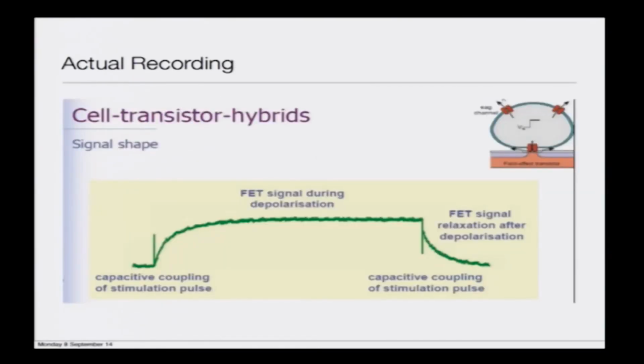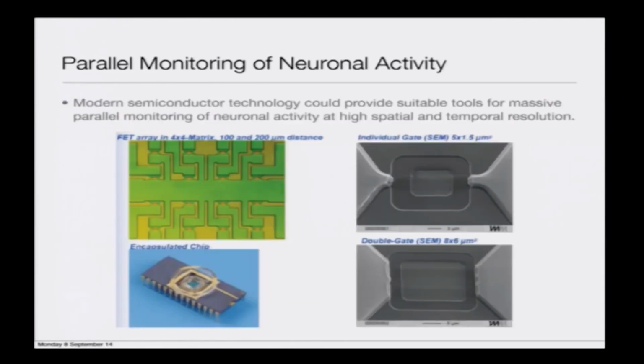And if you see, this is how the transient goes when the FET signal during the depolarization followed by the relaxation. This is what we call cell transistor hybrids. So, I was telling you that in one of the last slides I will show you how the chip looks like, the encapsulated chip.